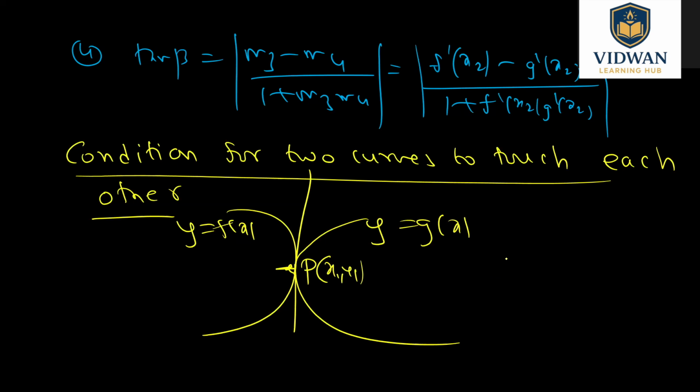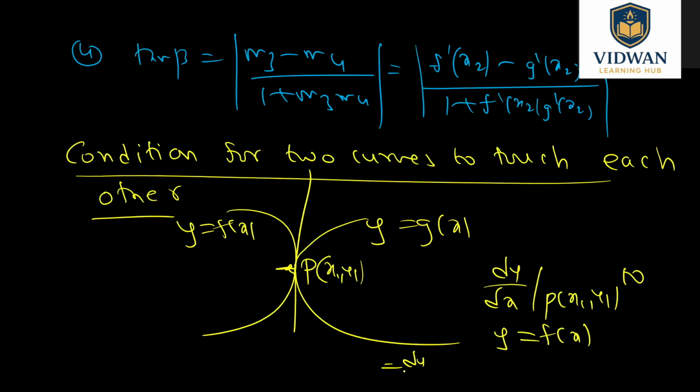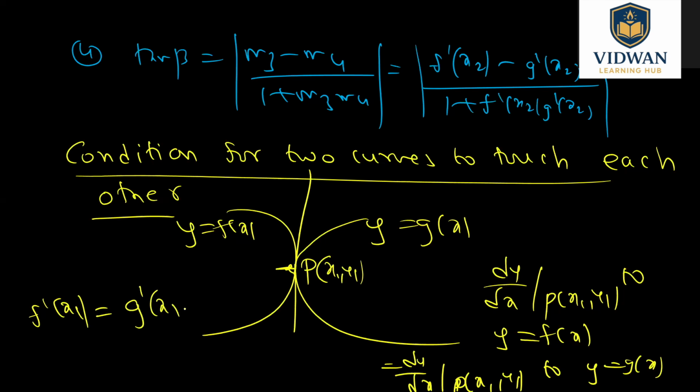So you can say dy by dx at P x1, y1 to y equal to f of x will give the tangent slope at that point. And since the tangent is the same for both, that's also equal to dy by dx at that point to the second curve, y equal to g of x. And this is equivalent to writing f dash of x1 is the derivative at that point for the first curve, that is equal to g dash of x1, which is the derivative at P to the second curve. So if these two are equal, that is the criterion for the curves touching each other at a point.